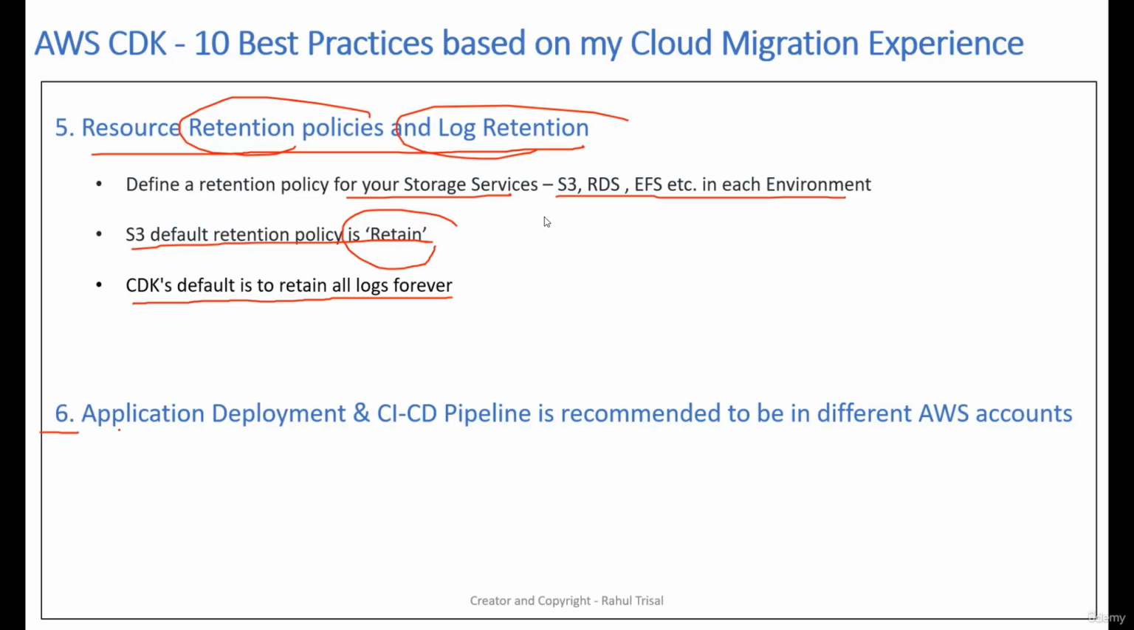The sixth one is application deployment and CI/CD pipeline is recommended to be in different AWS account. So what I have seen based on my experience is that your CI/CD pipeline would be deployed in a different AWS account, and the applications or resources related to those applications would be deployed in a separate AWS account. So it's a good practice to deploy the pipeline in one AWS account and the application resources or AWS application services to be deployed in a different account.